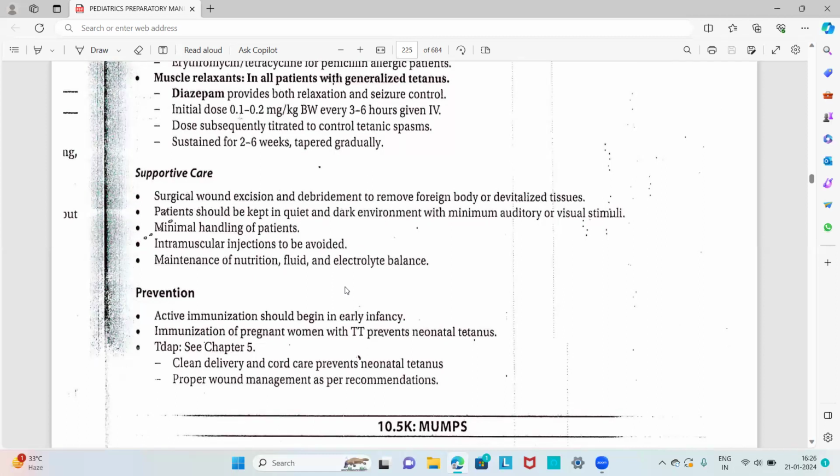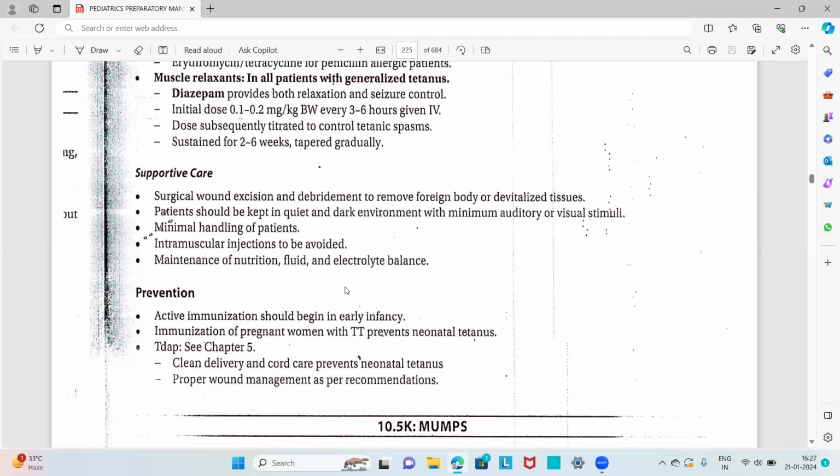And then how will you prevent tetanus? Active immunization should begin in early infancy. Immunization of pregnant women with TT prevents neonatal tetanus. According to the national immunization schedule, we have to give tetanus and diphtheria toxoids throughout the schedule. Clean delivery and cord care prevent neonatal tetanus, along with proper wound management as per the recommendations. That is, after a wound, we have to give tetanus immunoglobulin. So we have to prevent tetanus from occurring.